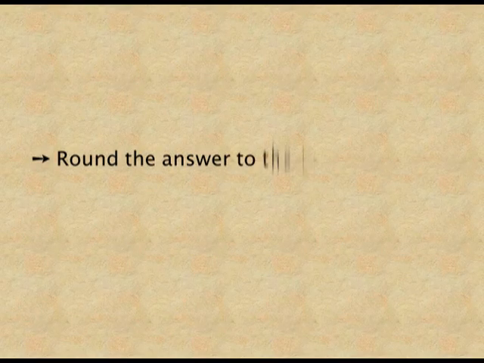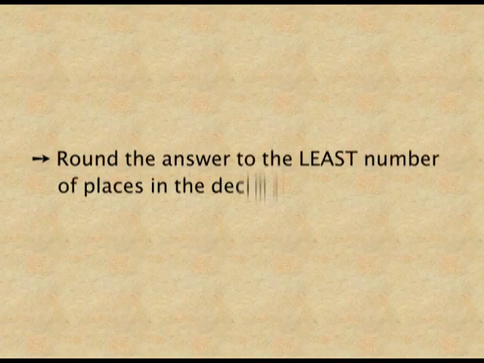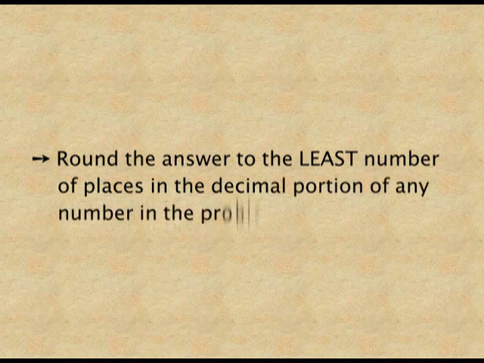What's that? Round the answer to the least number of places in the decimal portion of any number in the problem. That means we have to see which number has the minimum number of decimal places. Our answer must have that minimum number of decimal places.